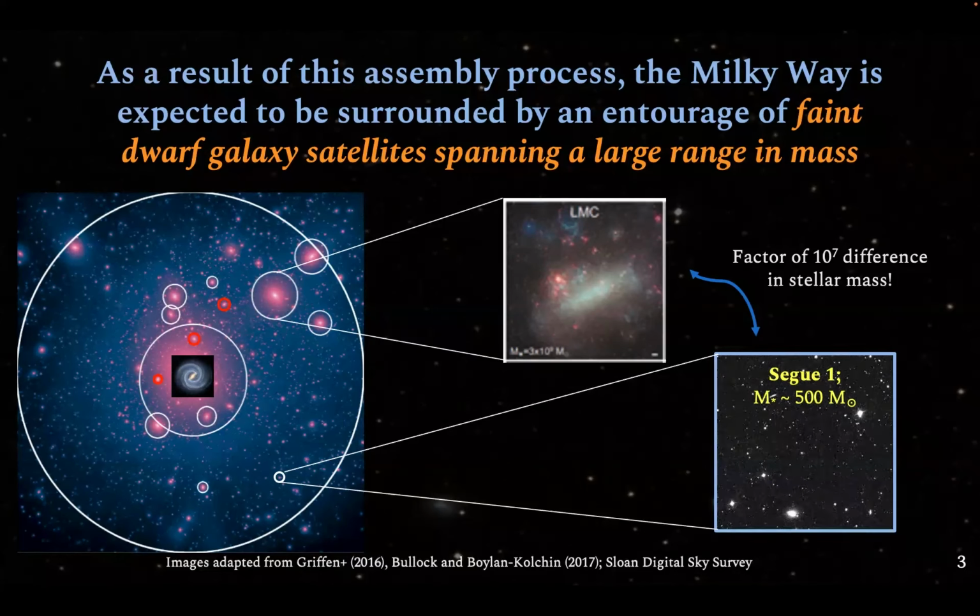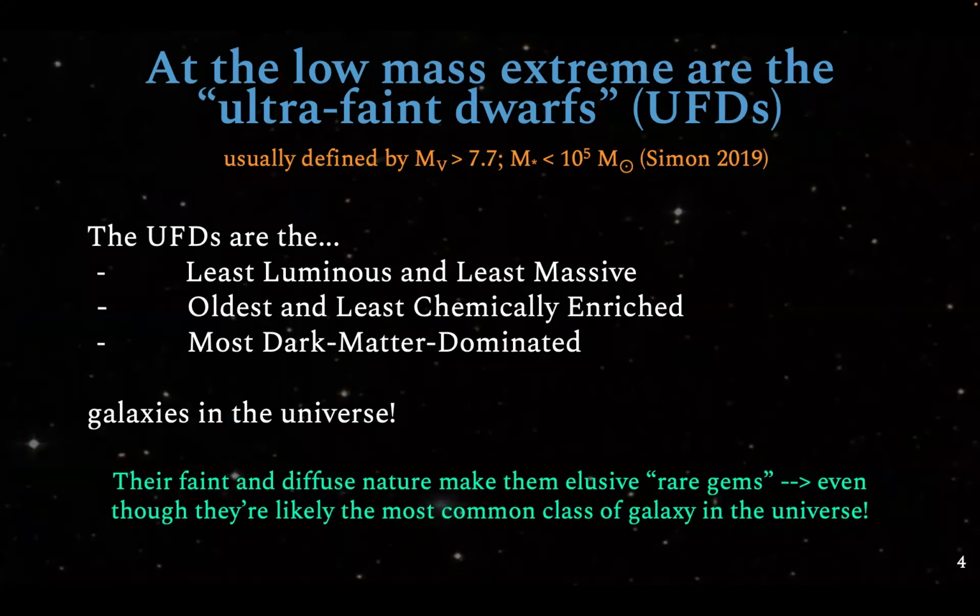And so to contrast that to the LMC, the galaxies we're looking for these days are something like 500 solar masses in stellar mass. So there's really a 10 to the 7 difference in stellar mass between the brightest satellite of the Milky Way that we know of, the LMC, and the cutting edge of what we're trying to find these days.